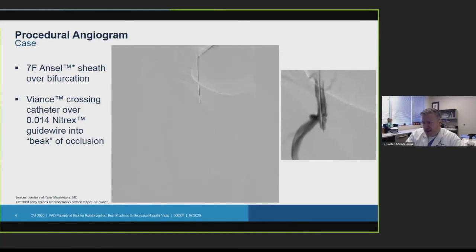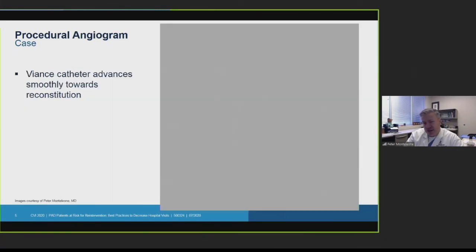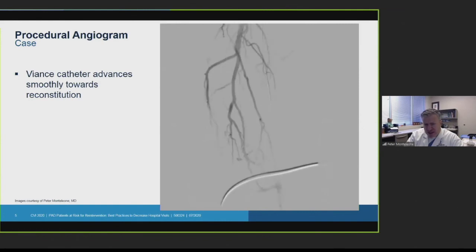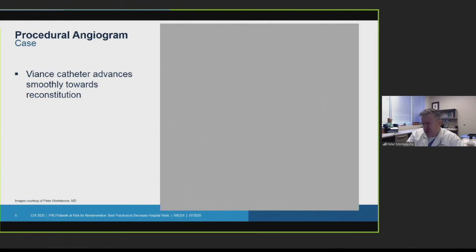In that setting, a 7 French Ansel sheath was advanced over the iliac bifurcation, and with many decisions and opportunities for crossing, in this situation, we used a Viance crossing catheter over an 014 Nitrex guide wire. That Viance catheter was advanced into the beak of the occlusion, as you can see on the right side of the screen. The Viance advanced swiftly and smoothly towards the reconstitution.